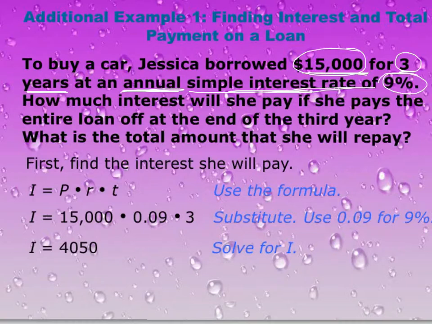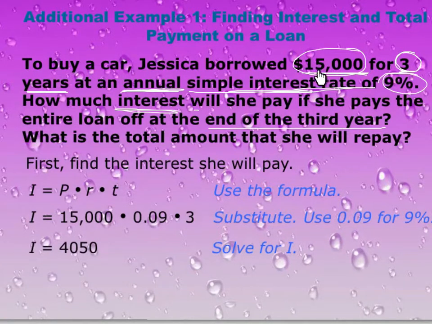So how much interest did she pay? How much interest will she have to pay if she pays the entire loan off at the end of the 3rd year, which is why it's going to take her 3 years? And the last part is, what is the total amount that she will have to repay? So what is the total amount at the very end of this loan?